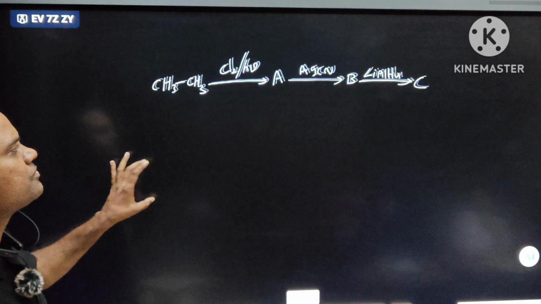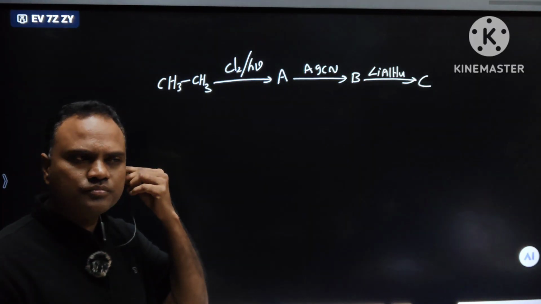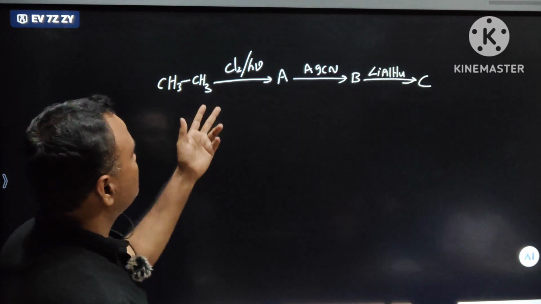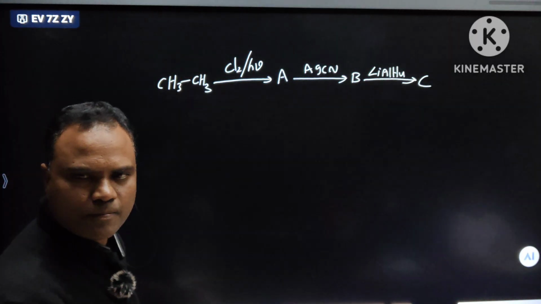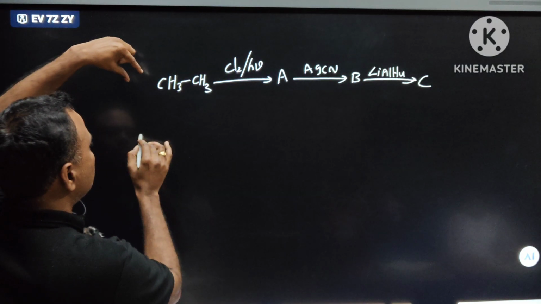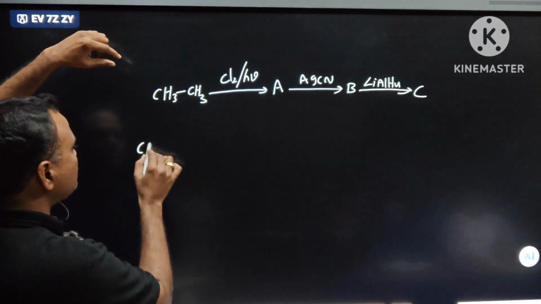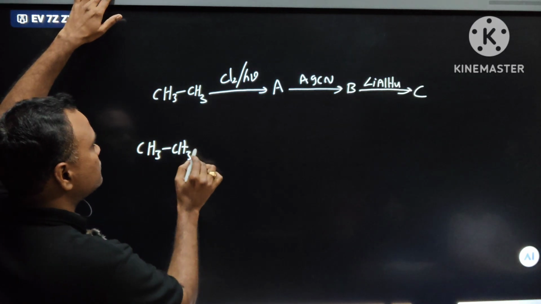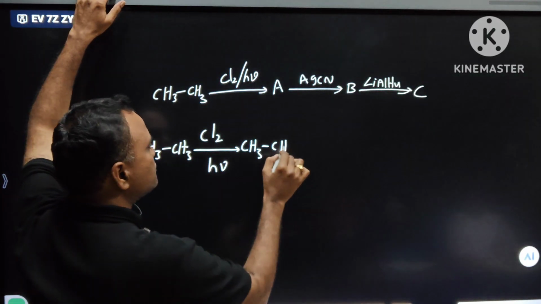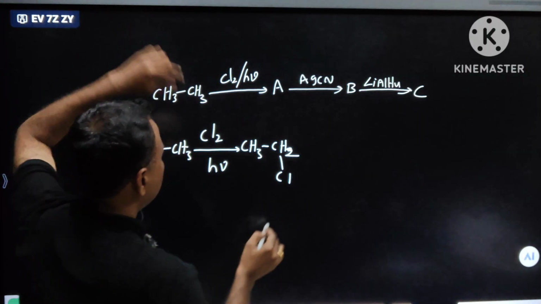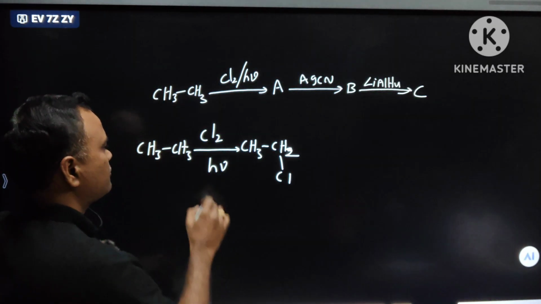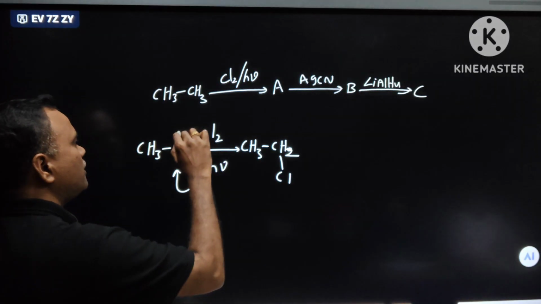Conversions. Halogenation of alkanes: hydrogen will be replaced and halogen will be attached. CH3CH3 with Cl2 and H nu gives CH3CH2Cl. One hydrogen will be removed and halogen will attach. Hydrogen will come out.